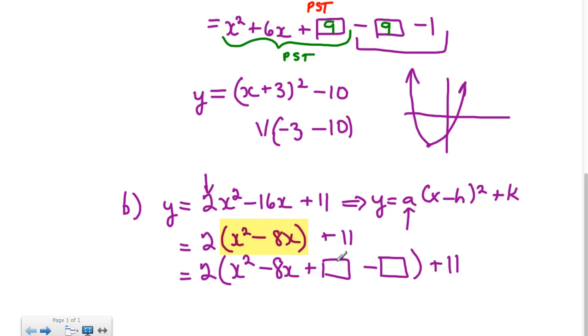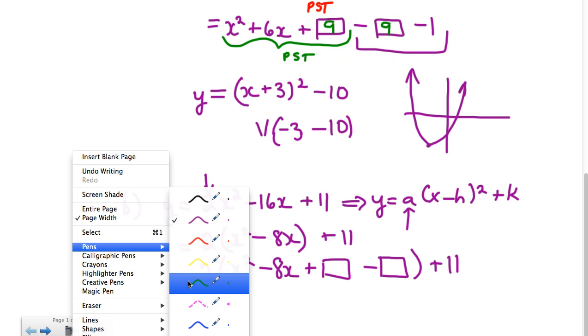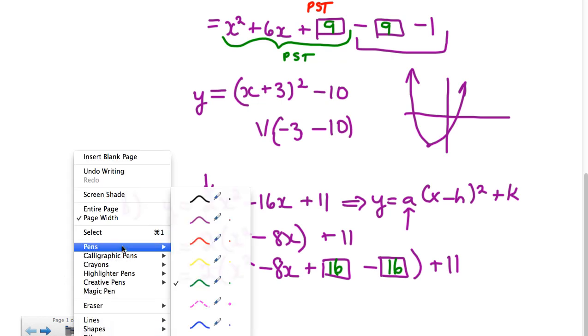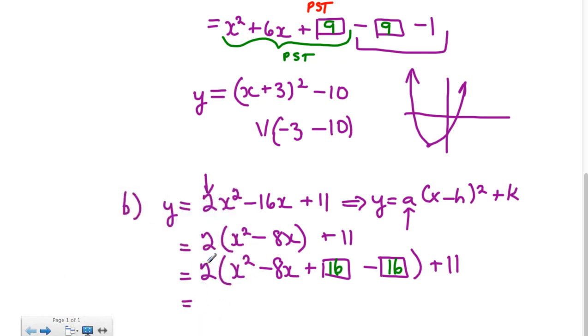Now I have to think, what value can I add in here that's going to allow this to be a perfect square trinomial? In order to do that, I need to take the middle term, the 8, divide it by 2 and square it, half it and square it. So negative 8 divided by 2 is negative 4. Squared, that is going to be 16. So I'm going to add in 16, but I have to take 16 away too, so I'm just adding 0. Next, the 2 just stays in front because we're not playing with it.